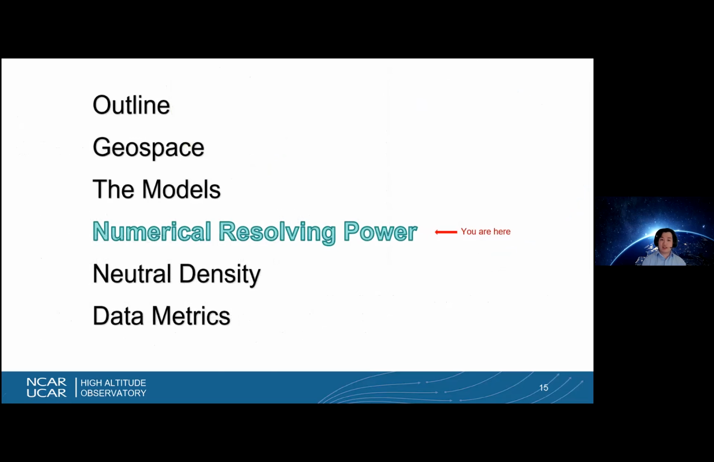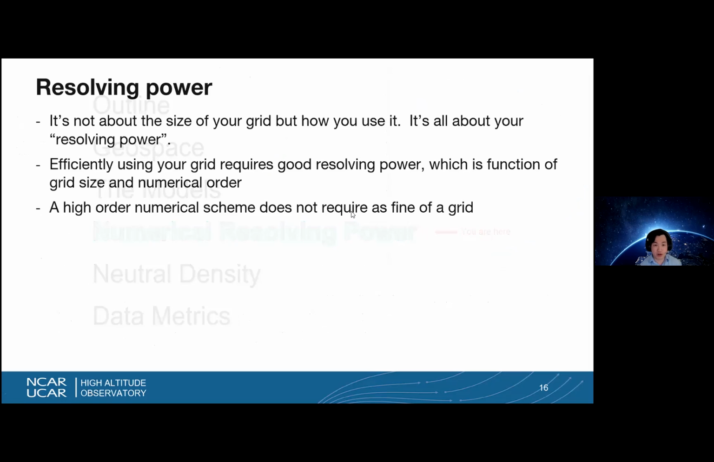All right, so that's the individual models. Let's discuss numerical resolving power. I was saying a lot about the different grids, but grid isn't the only thing that matters. You have your numerical scheme. It's not about the size of your grid, it's how you use it. Efficiently using your grid requires good resolving power, which is a function of both grid size and numerical order of your reconstruction scheme and transport advection scheme. So a high order numerical scheme does not require as fine a grid to simulate. If you have a high order numerical scheme, you can get away with a coarser grid.